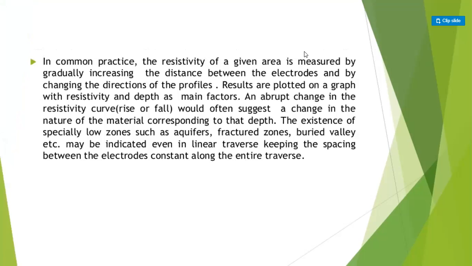In common practice, the resistivity of a given area is measured by gradually increasing the distance between the electrodes and by changing the directions of the profiles. Results are plotted on a graph with resistivity and depth as main factors. An abrupt change in the resistivity curve, rise or fall, would often suggest a change in the nature of the material corresponding to the depth.